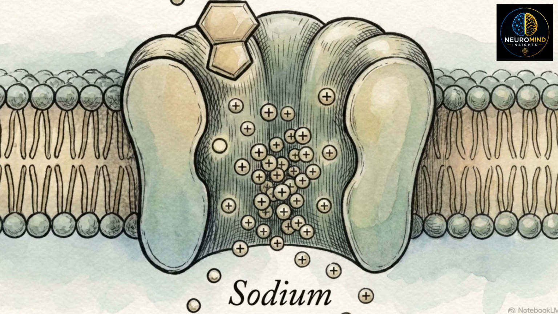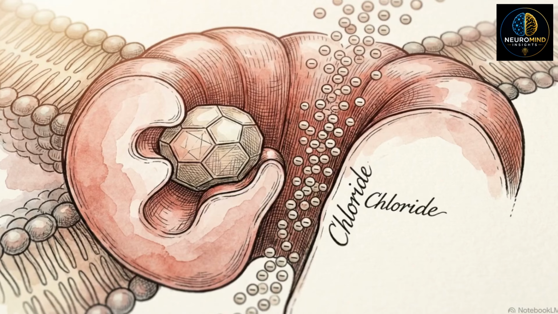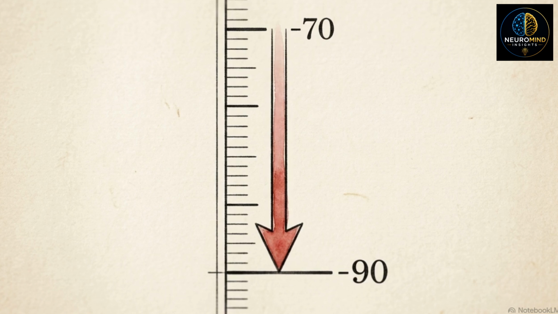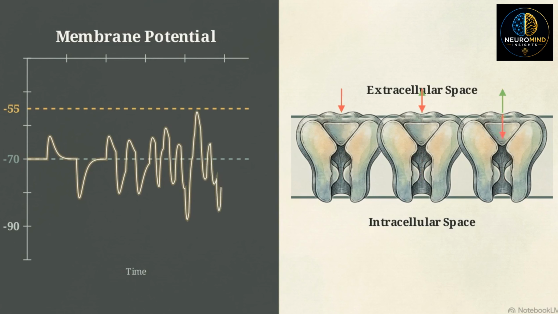Positive sodium rushes in, moving the cell's internal voltage up toward zero. We call this an excitatory postsynaptic potential, or EPSP. Conversely, an inhibitory neurotransmitter like GABA opens chloride channels. Negative chloride flows in, dragging the internal voltage downward toward -90 millivolts. This is an inhibitory postsynaptic potential, or IPSP. Looking back at our master graph, you can see these tiny fluctuations in the baseline voltage. The cell is experiencing a constant mathematical tug-of-war between excitatory and inhibitory signals.